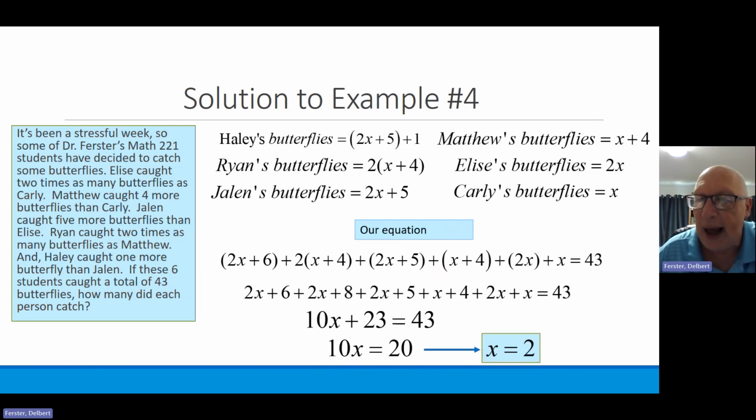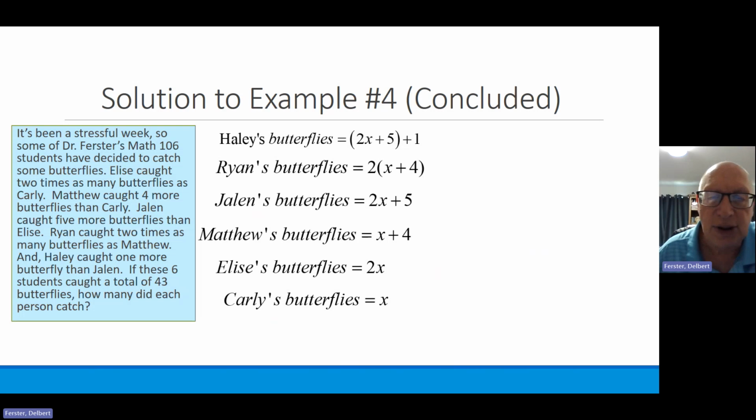Again, the only issue that we got is the same one we wrestled with last time. Having X doesn't answer it. The problem said how many did each person catch? So here comes the big finale. We already know X is 2. So Carly's got 2. Elise's got 2 times 2 for 4.